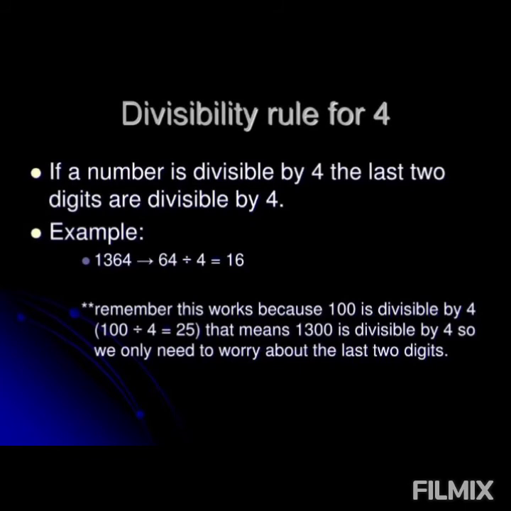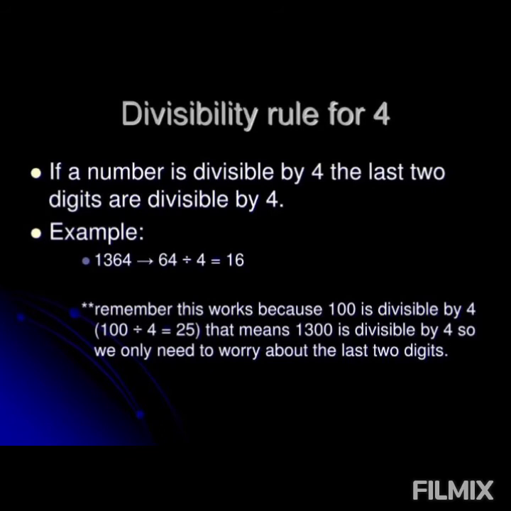Divisibility rule for 4. If a number is divisible by 4, the last two digits are divisible by 4. If the last two digits of a given number are divisible by 4, then the given number is also divisible by 4. जो last के 2 numbers हैं अगर वो 4 से divide होते हैं, it means जो number है वो भी क्या होगा, वो 4 से divide होगा and it is divisible by 4. So let's see the example.